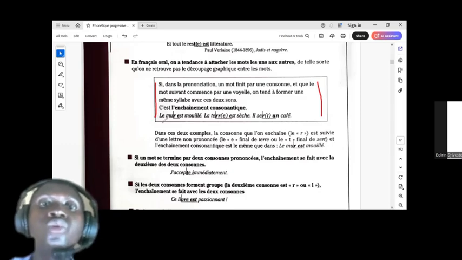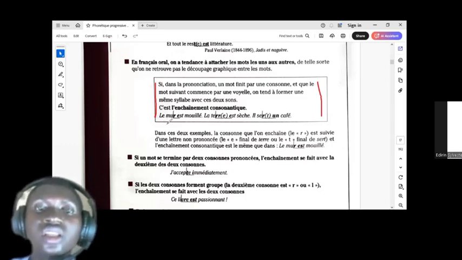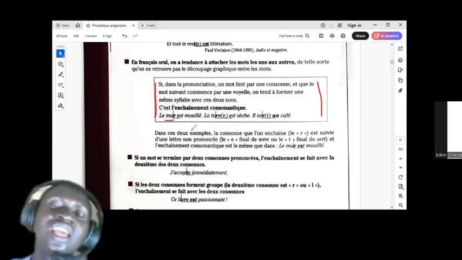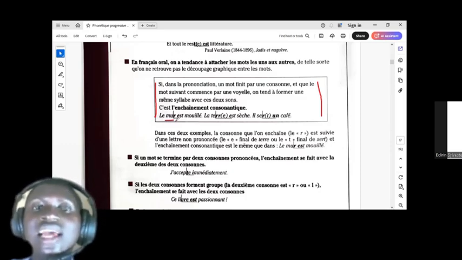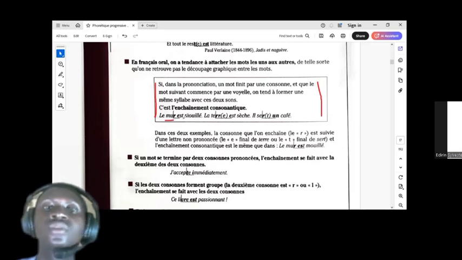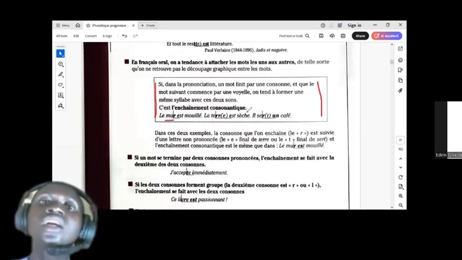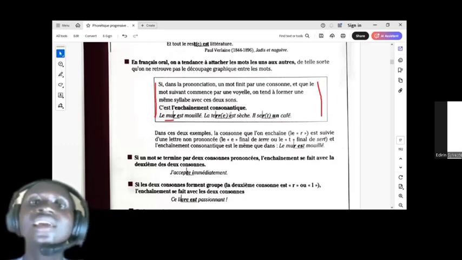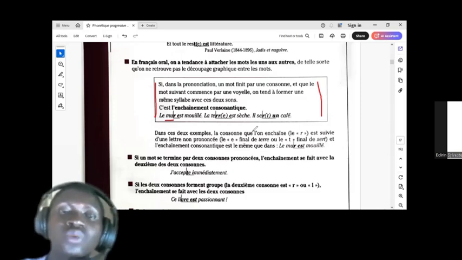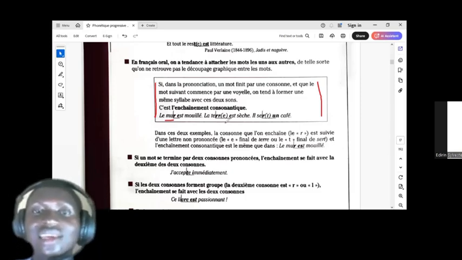Example, le mur est mouillé. You see, in this word mur, it is the R that is pronounced. But this last consonant is now linked to this next one, le mur est mouillé. La terre, so this R that is pronounced is linked to the next word. La terre est sèche.